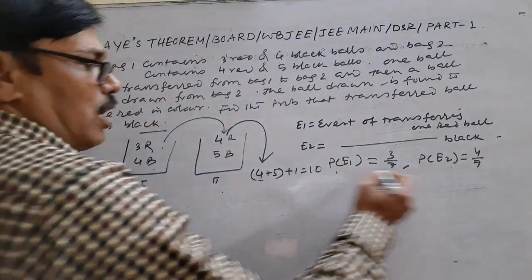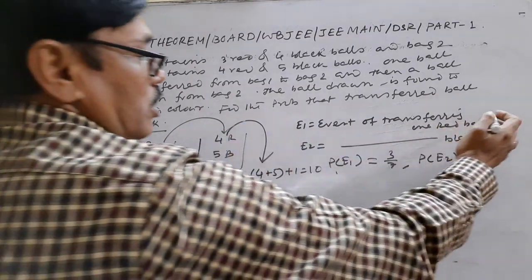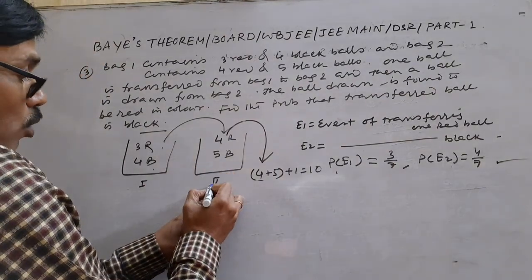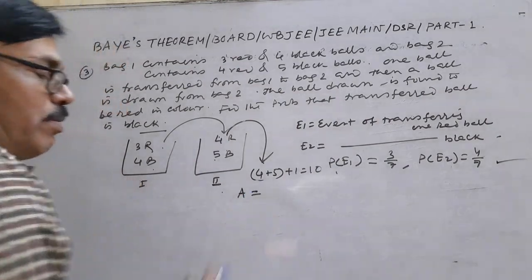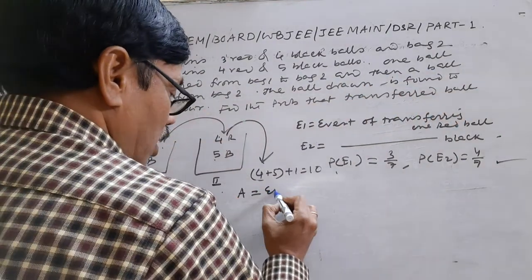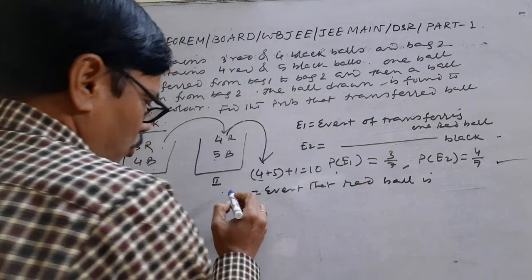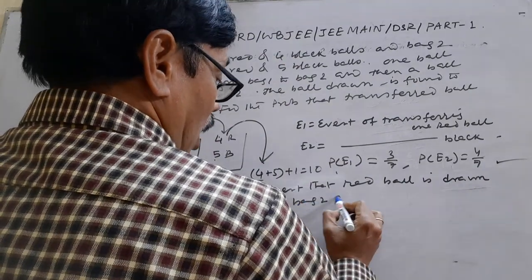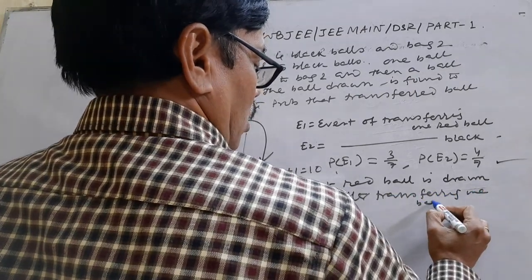No confusion here. Total is 1. Now one ball is transferred. It may be black or it may be red. So this is already taken as E1 and E2. Now the total balls in bag 2 is 4 plus 5 plus 1, that is 10. So we define an event associated with E1 and E2. What is the event? The ball drawn is found to be red. Suppose this is R: a red ball is drawn from bag 2 after transferring one ball from bag 1.